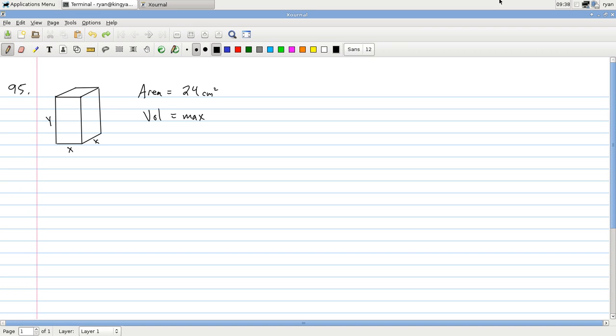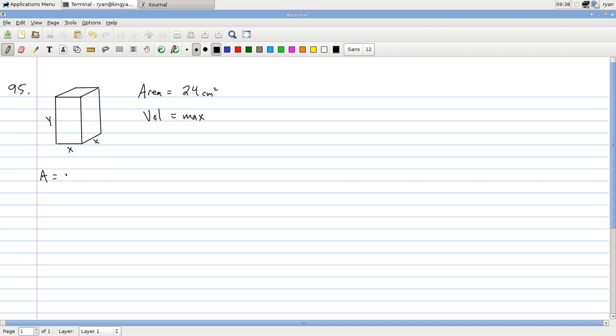Problem 95. Given a square-bottomed box whose surface area is 24 square centimeters, find the dimensions of the box so that its volume is maximized. Now the area of this box is given as the sum of the areas of the 6 faces.